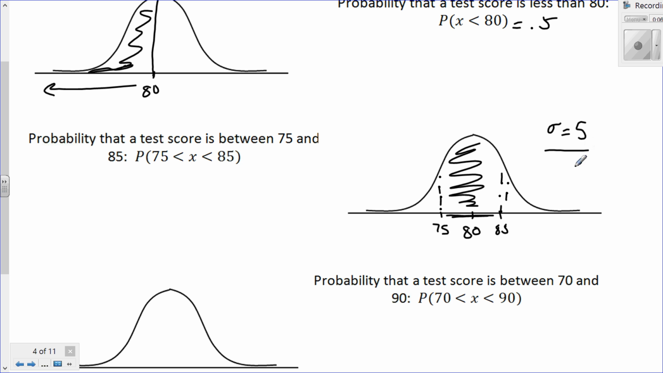The standard deviation is 5, so 85 is 1 standard deviation larger than the mean. 75 is 5 points below 80, so it's 1 standard deviation below the mean. So being in this interval 75 to 85 is the same thing as being within 1 standard deviation of the mean, and 1 standard deviation of the mean, we know from our rules of thumb, means that there's a 68% chance of being in that interval, or 0.68.